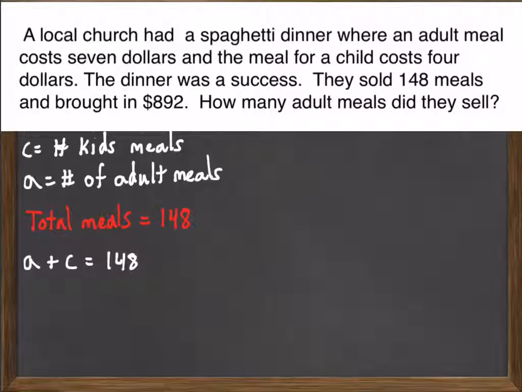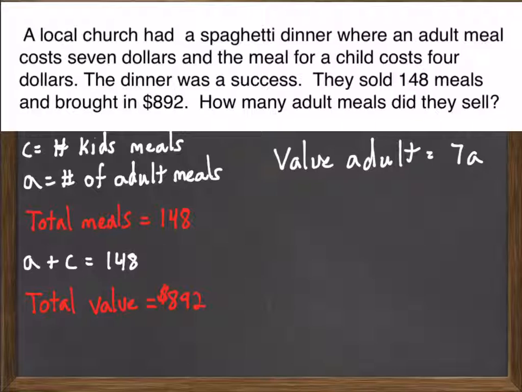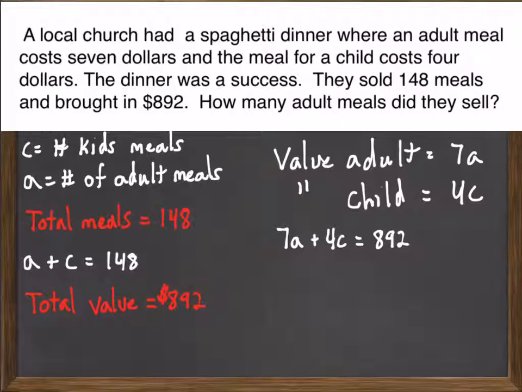The next thing we're told about is the 892. That's the total value. So to write an equation involving 892, we need to be talking about the worth, or how much are the adult meals worth. We need cost, not number of meals now. So the value of the adult meals, well, each adult meal is worth $7. If you have A of them, then you have $7A. And likewise, the value of the child meals would be 4 times the number of meals you had. So that's the total value. So we total those things up, and that gives us our second equation.